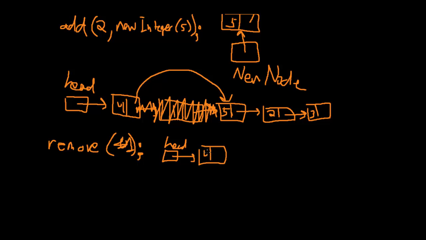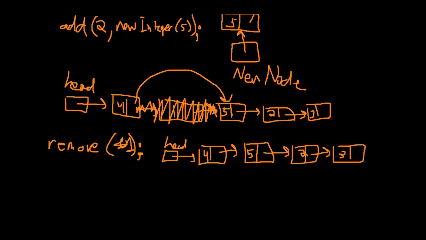So head points to here. Now this points to there. 5 points to 2. 2 points to 3. There you go. So we just did a couple of nice little add and remove operations, right? Pretty easy. So now to analyze the efficiency of this.